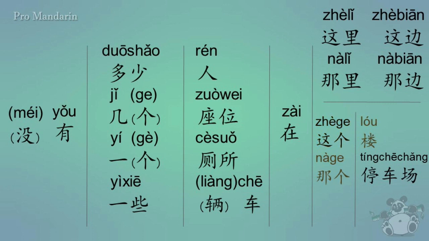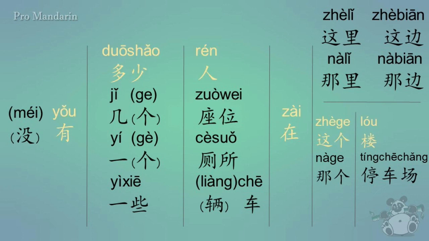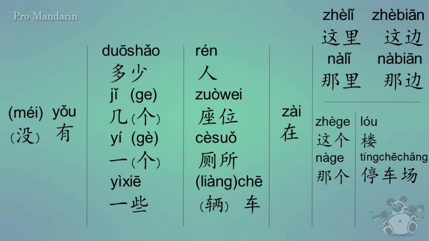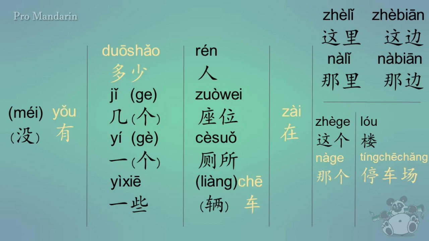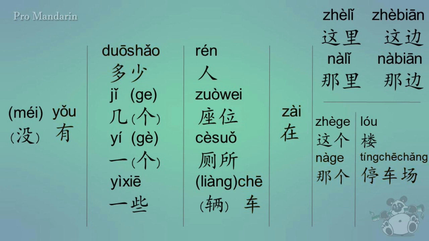All right, now let's go ahead and get into a few different examples here. Let's say you want to ask how many people are in this building. You would say 有多少人在这个楼? All right, let's go ahead and give another example before I get you some practice in here. Let's say you want to ask how many cars are in that parking lot. Then you would say 有多少车在那个停车场? So those are a couple examples using 多少.